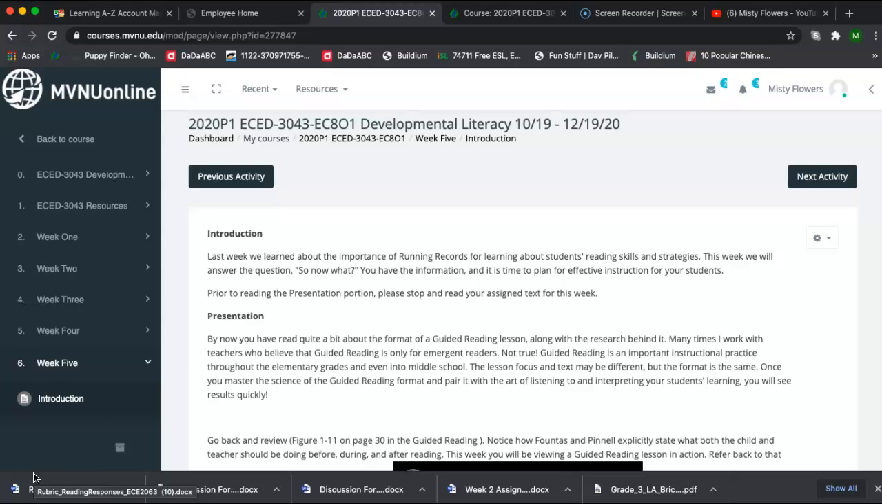And what Fountas and Pinnell do is they walk you through this whole process, beginning with assessing the readers, which you have done through the running record. You've looked at the strengths and needs of the children in your class. And then you have grouped them accordingly.